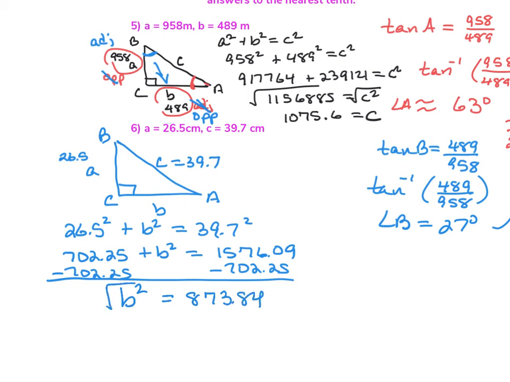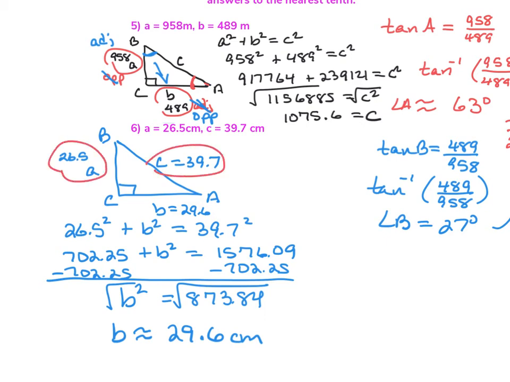Subtract 873.84, square root, little b rounded to the tenths place is 29.6 centimeters. I've now found all three sides. Now I have to work on the angles. So again, I'm going to use my given, which was A and C.